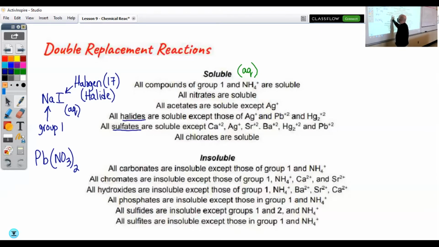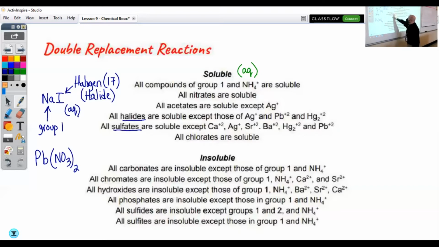All sulfates, that's a rule for sulfates. So what this is saying is all sulfates are soluble except if that sulfate happens to be bonded with lead. Well, lead is not bonded to sulfate here. Lead is actually bonded to a nitrate. So just because it has a lead in the descriptor doesn't mean the rule is for lead.